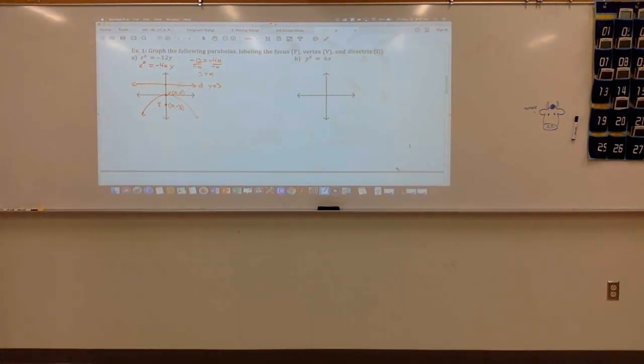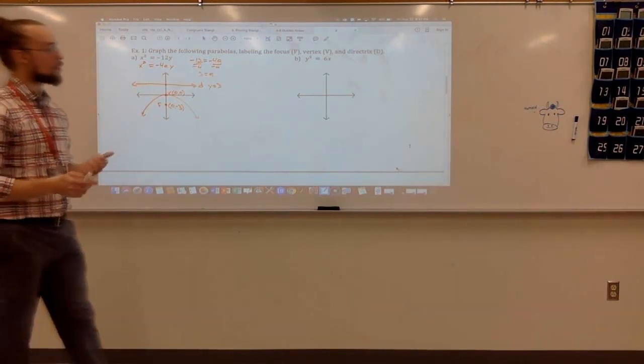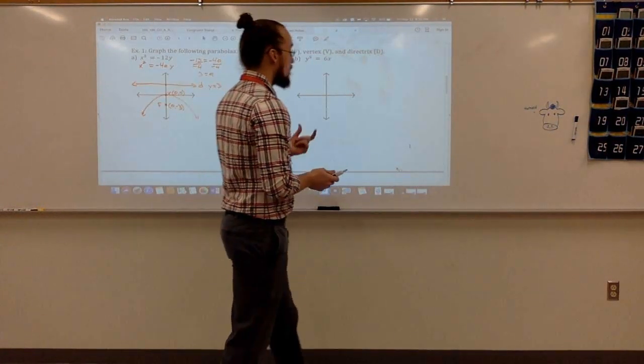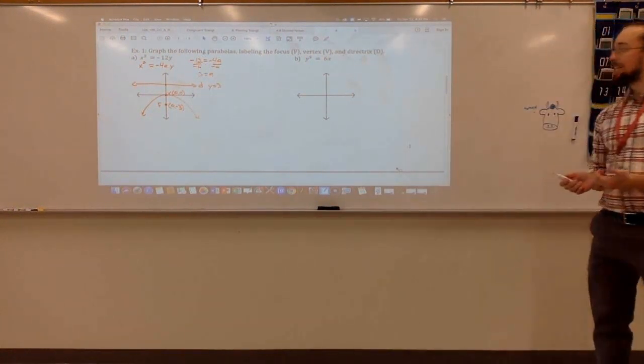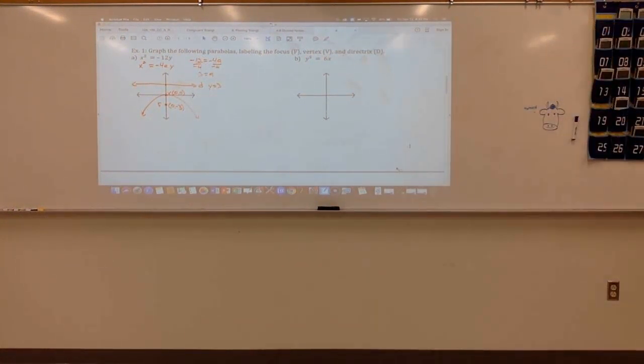Okay, so we know the vertex is at 0, 0 for these. Then you need to figure out whether it's going to open up, down, left, or right. Then figure out the value of a to find where the focus and the directrix will be.